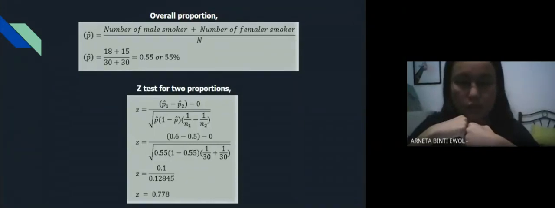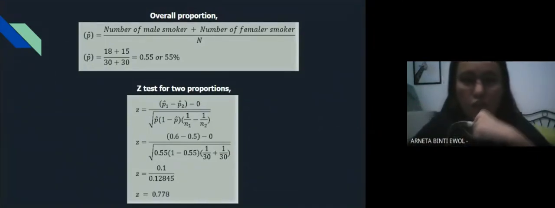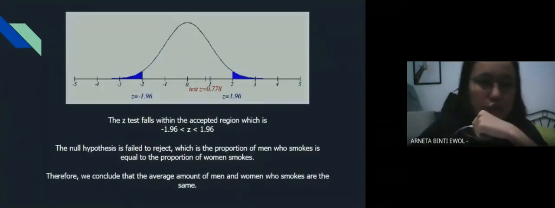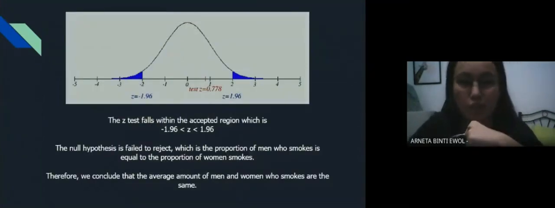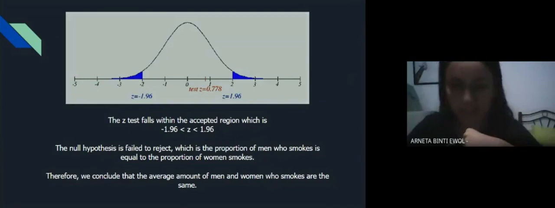For the z-test for two proportions, we use this formula, and we get z equal to 0.778. We know that the z-test value falls within the acceptance region. The null hypothesis fails to be rejected, which means the proportion of men who smoke is equal to the proportion of women who smoke. Therefore, we conclude that the proportion of men and women who smoke is the same.